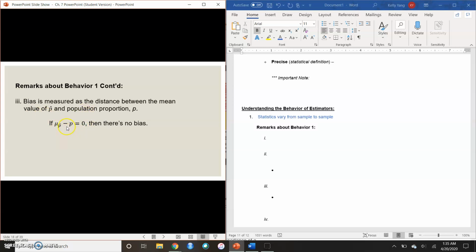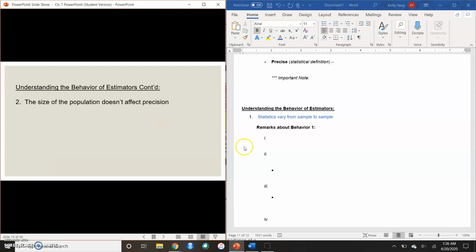So if there is no bias, then the difference should be 0. The smaller the number, the less bias there is. The bigger the number, the more bias there is. Final remark, the standard deviation of the sampling distribution is going to be known as the standard error. Again, we'll talk about this in more detail in a few slides here.